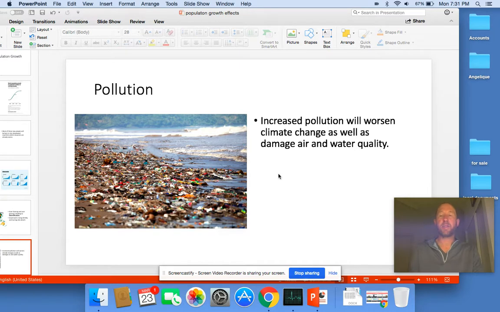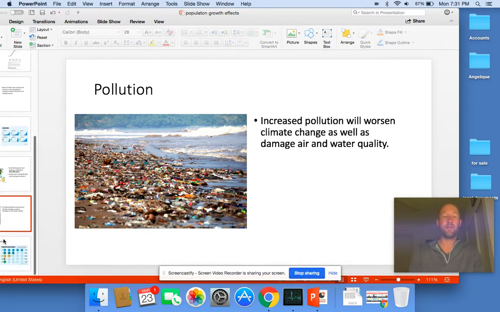Obviously, we see this every day in our communities. The world sees it every day in their communities. As the amount of people goes up, we consume more goods. The amount of waste and pollution that we create also increases, which damages our air, damages our water, damages our oceans, and we get really sad situations like this. There are whole swaths of the ocean that are filled with plastics, where really life can't live.